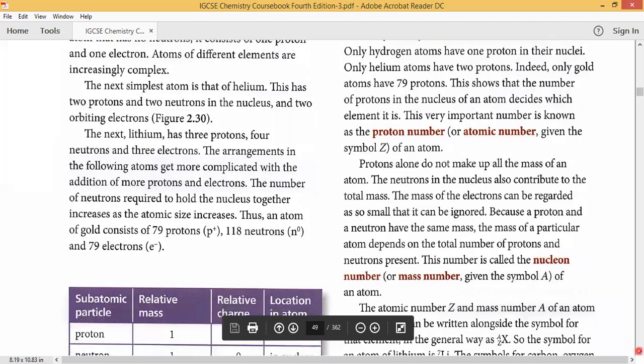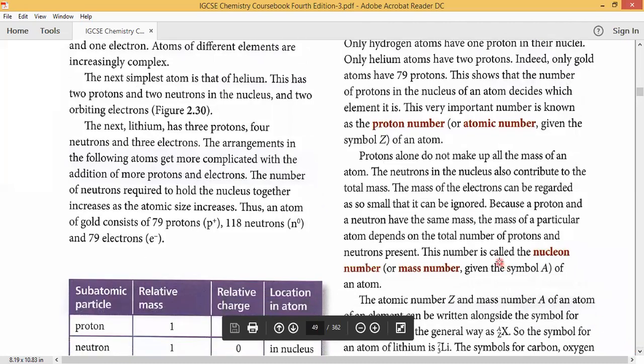Up next is the nuclear number. Nuclear number, however, counts two different subatomic particles. One of them is a proton, one of them is a neutron. So it actually tries to calculate the mass. As protons and neutrons have the same mass, they are emphasized for this. Electrons have virtually no mass, so we do not include electrons in this number, actually in either of these numbers.